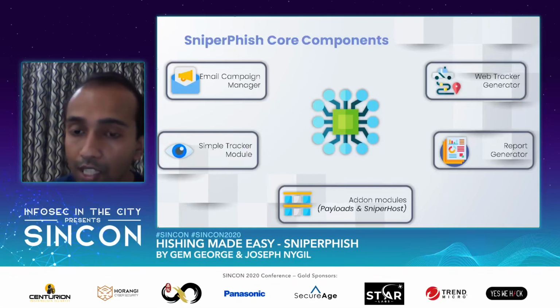For example, the visiting time, the victim OS, IP address like public private IP address, browser agent, the browser type, etc. Now we have the symbol tracker module. As the name suggests, it works as a symbol tracker and it can be used for either email or web-based campaigns.